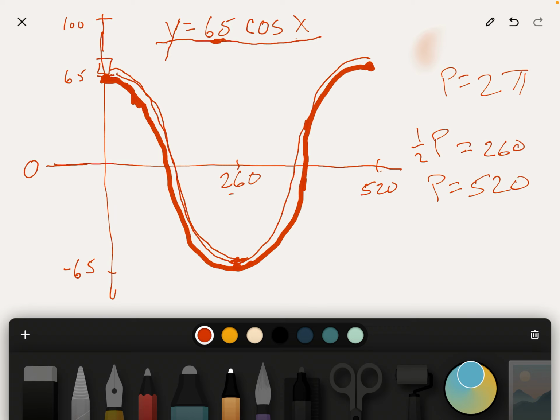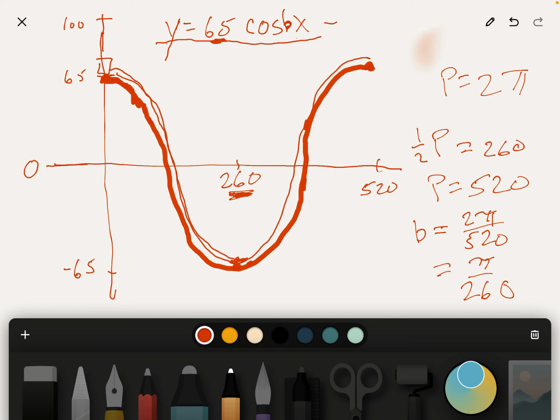And because it's 260 instead of pi, we need to put a b in here to show that there's a change in the period. We know by memory now that b equals 2 pi over the period, 520. So b equals pi over 260. So that's what that's all about.